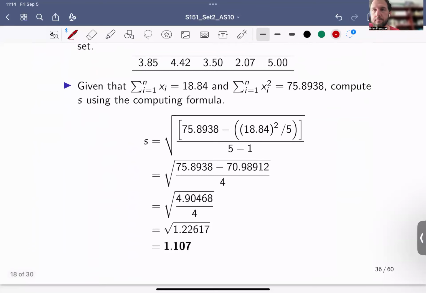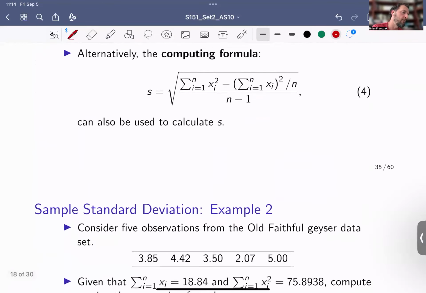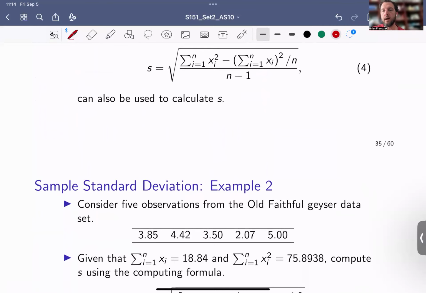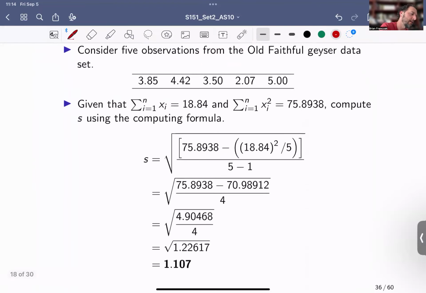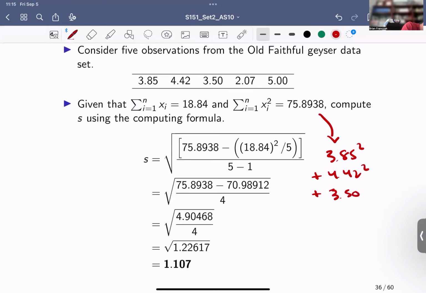For the same data set, I'm going to use the computing formula. From the previous slide, I know my computing formula is the sum of the xi squared minus the sum of the xi all squared over little n. What I have here is the addition of the 5 values. If I add those 5 values together, I have 18.84. Then I'm squaring each of the values in the data set and adding those squared values together. So this quantity here, for example, is 3.85 squared plus 4.42 squared plus 3.50 squared plus 2.07 squared plus 5.00 squared.